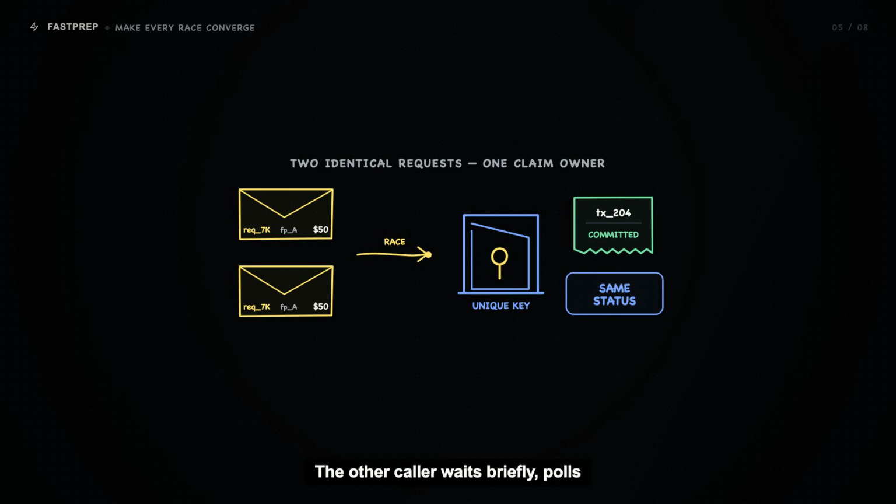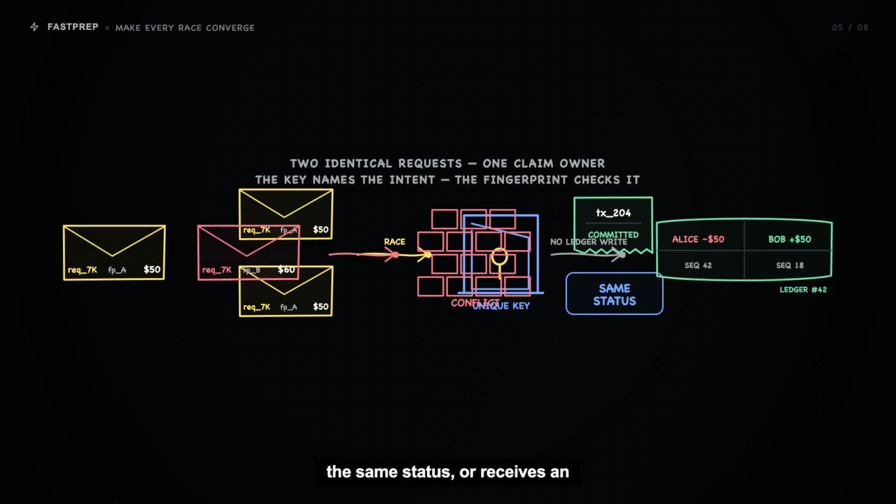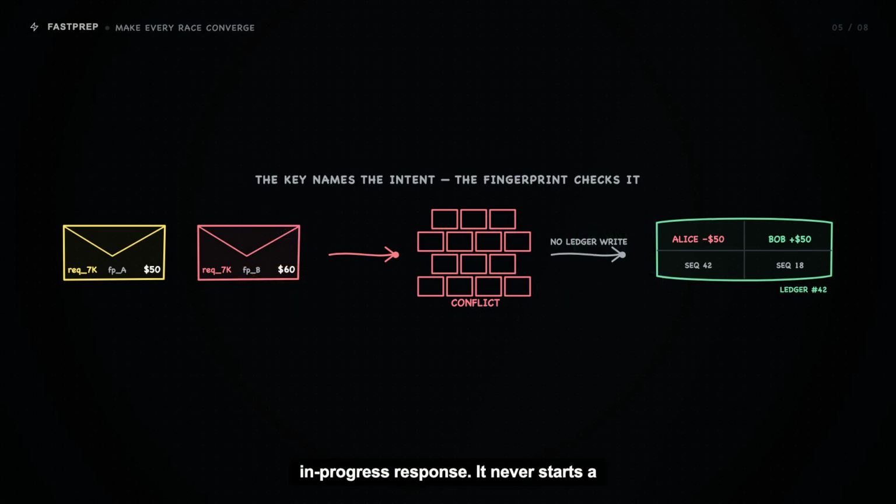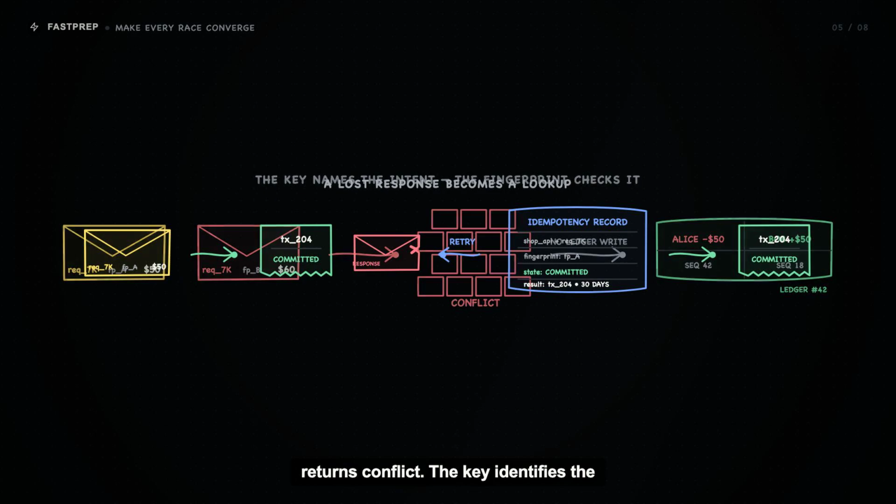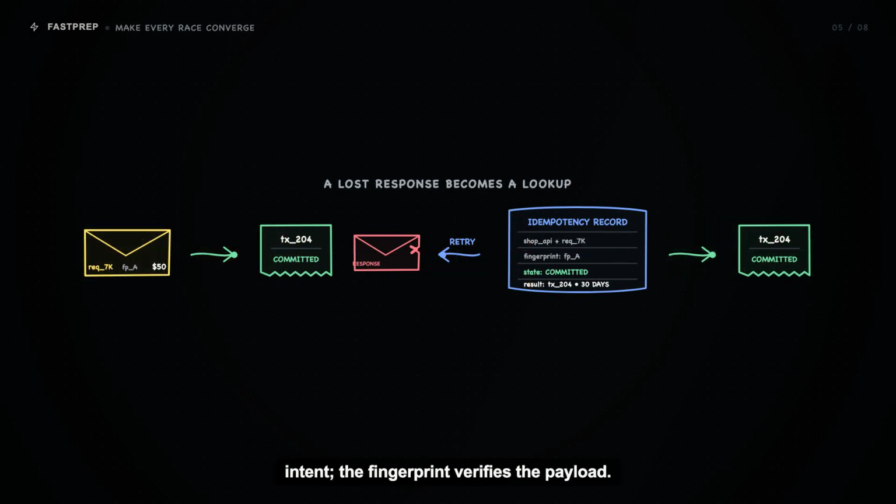The other caller waits briefly, pulls the same status, or receives an in-progress response. It never starts a second posting. Now a request reuses request 7K with $60 instead of 50. Its fingerprint differs, so the service returns conflict. The key identifies the intent. The fingerprint verifies the payload. They are not the same thing.